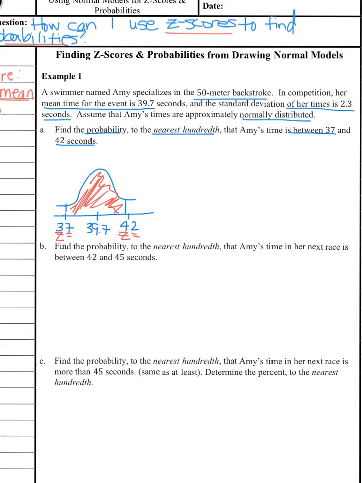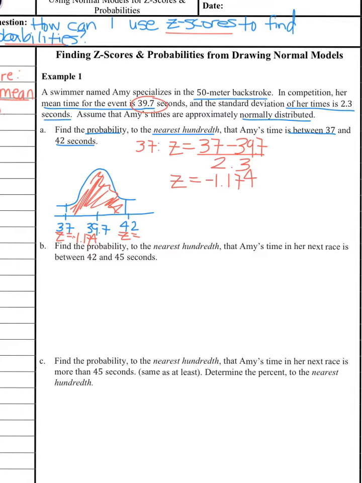So over here we're going to do the z-score for 37 first. So z is equal to, again, the given value, so 37, minus the mean, which is 39.7, all over the standard deviation, which is 2.3. Okay, and I would just encourage you to type that all in your calculator, hit enter, and you end up with negative 1.174. Now it's negative because that means that that time is deviating to the left 1.174 standard deviations from the mean. Okay, so that's for 37.